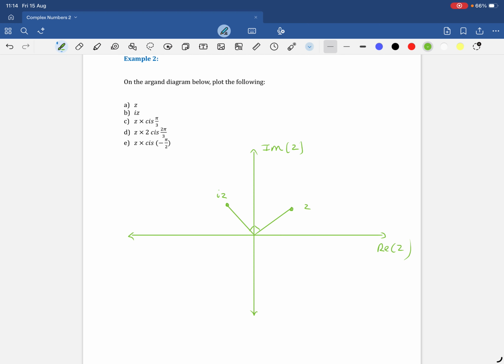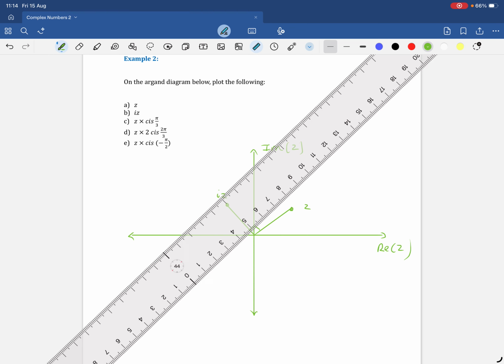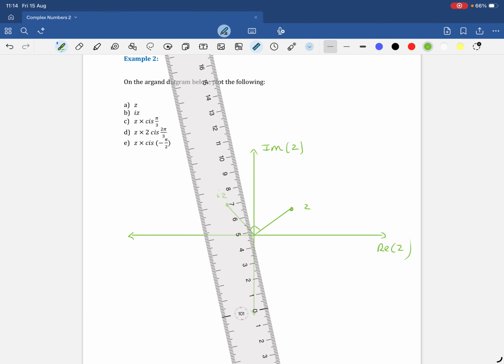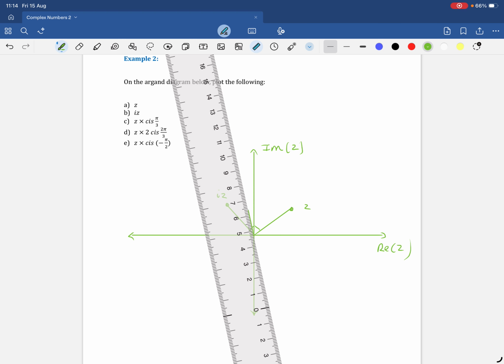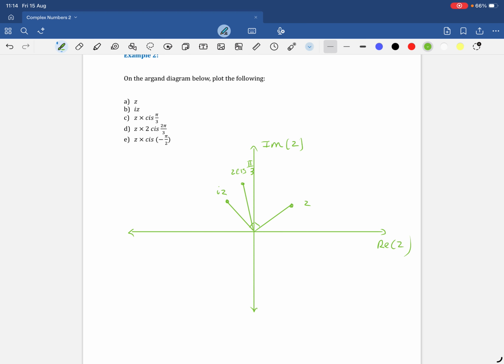Next is z cis of pi on 3. We're rotating the vector by pi on 3, or 60 degrees. Now that's less than 90 degrees, so I would say it's going to be approximately here. That's going to be z cis of pi on 3. Again, that doesn't mean the argument is pi on 3. It just means we're adding pi on 3 to the original argument of z, which is theta.